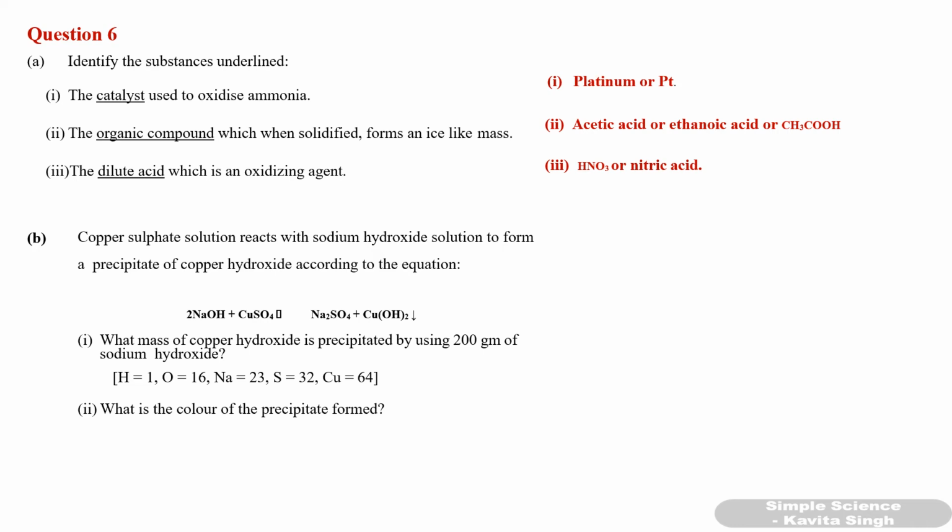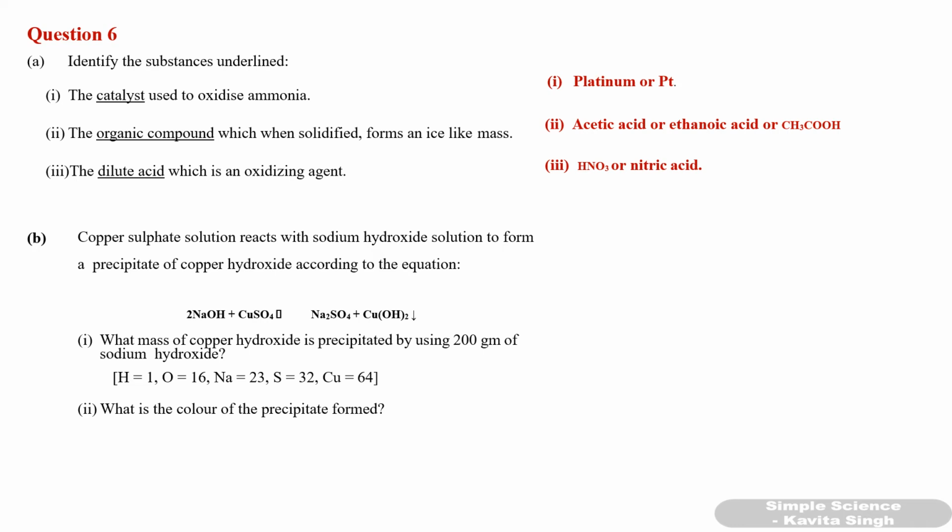6b, copper sulfate solution reacts with sodium hydroxide solution to form a precipitate of copper hydroxide according to the equation. Equation is given here. What mass of copper hydroxide is precipitated by using 200 gram of sodium hydroxide? Okay. Now, atomic mass of hydrogen, oxygen, sodium, sulfur and copper are given to you.